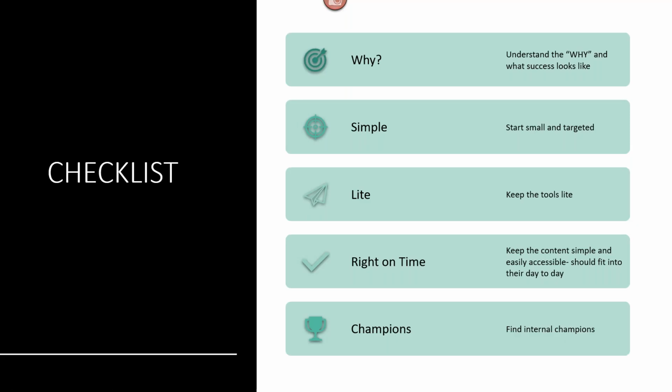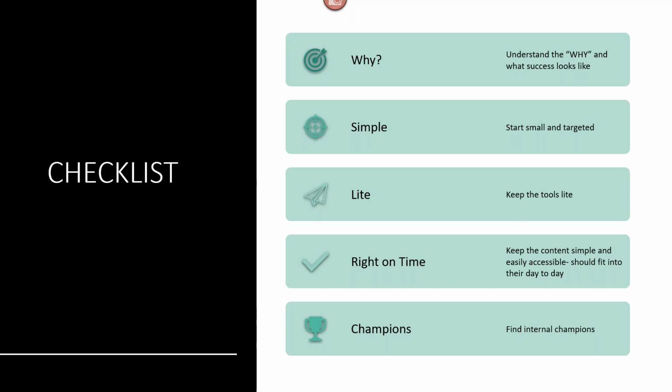So before I go any further, I wanted to put together just a quick high-level checklist. This is not exhaustive. There are other things you want to do and keep in mind as you're putting together a program. But I wanted to put together a checklist of some of the high-level things that I always make sure I do when I'm putting together a new program.